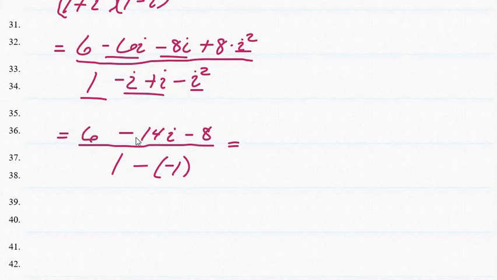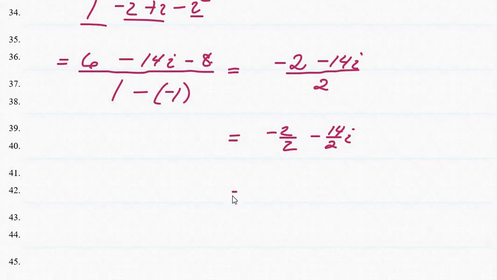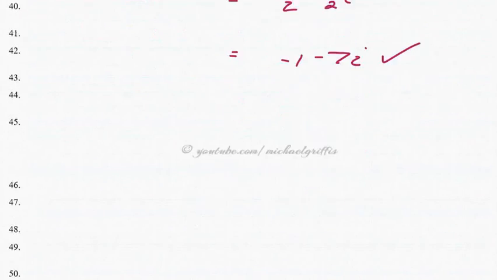All right, so let's look at this. So we got 6 minus 8, which is negative 2, right? And then minus 14i. That's going to be all over 2. So we can now break this up into negative 2 over 2 minus 14 over 2i. And of course, that will simplify down to negative 1 minus 7i. There you go.